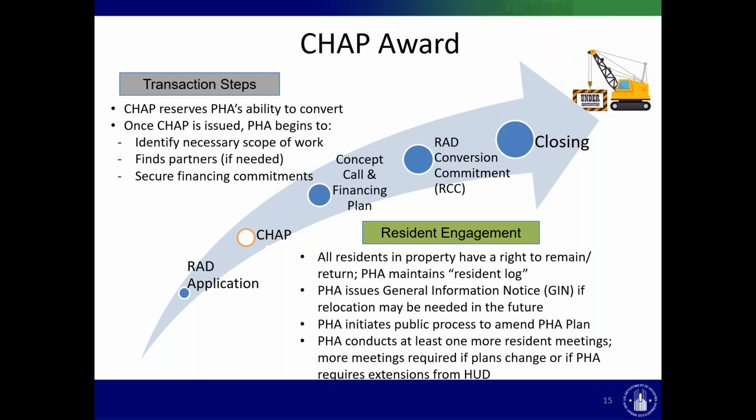Also during this stage between the CHAP and the financing plan, the PHA is initiating the public process to amend their PHA plan. So a lot of their work is done with residents of the property. This is a step where they're informing the broader community of their intention to convert and some of the contours of their conversion plan. The PHA is also conducting at least one more resident meeting before the concept call. And more meetings would be required if their plans change from how they originally presented them to residents, or if the PHA requires extensions from HUD.